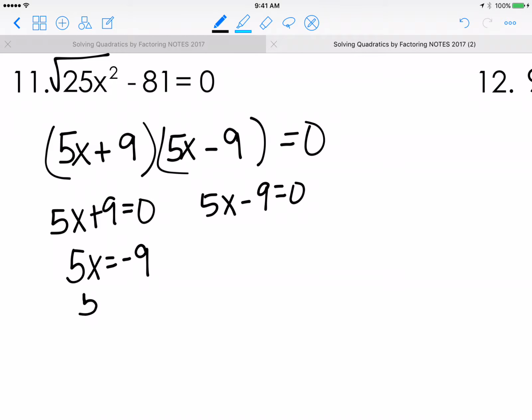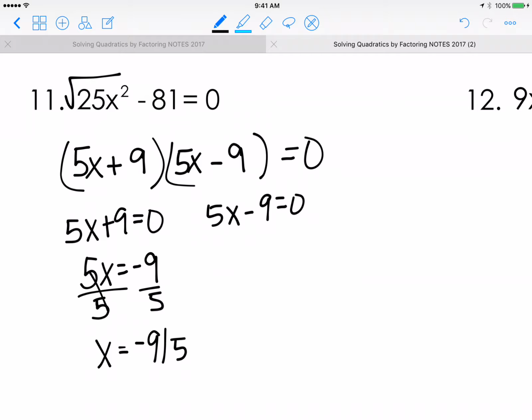So we divide by 5 to both sides, so x is equal to negative 9 fifths, and add it to the other side. x is equal to 9/5.